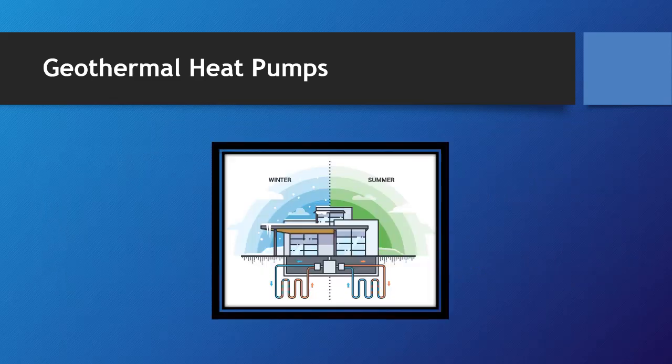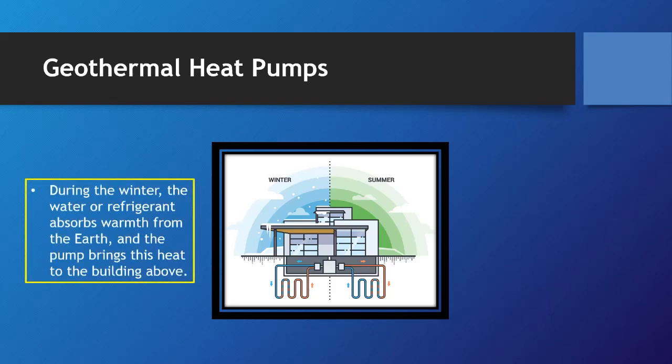So as you can see in this illustration, geothermal heat pumps work even during winter or summer. During the winter, the water or the refrigerant absorbs warmth from the earth and the pump brings this heat to the building above. So since the temperature during winter falls down, a particular building needs a heater. And geothermal heat pumps play a significant role in order to heat the building.